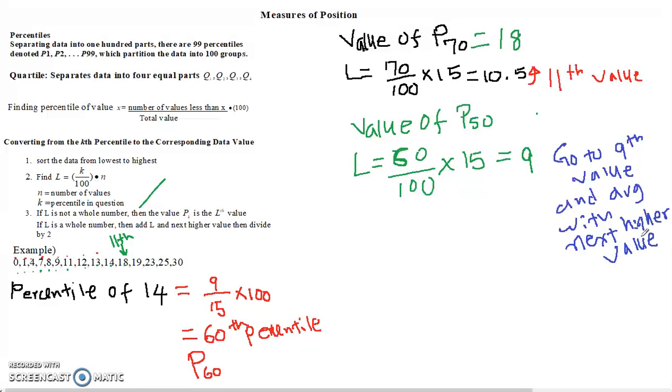Okay, so if I go to the data and I count down to the 9th value, we got what? 1, 2, 3, 4, 5, 6, 7, 8, 9. So this is going to be the 9th value here. Oh, the 13, that is 13.